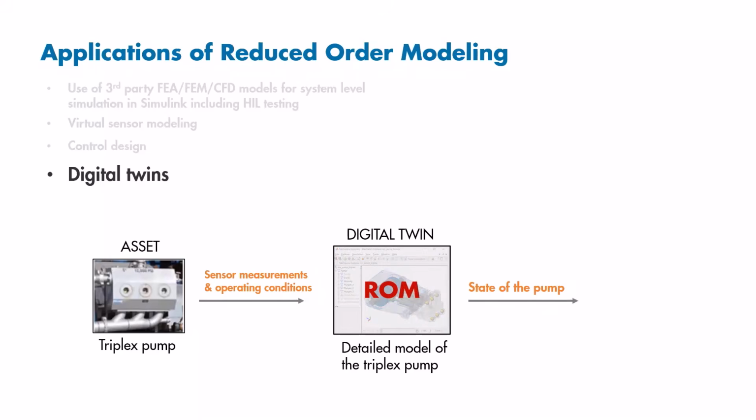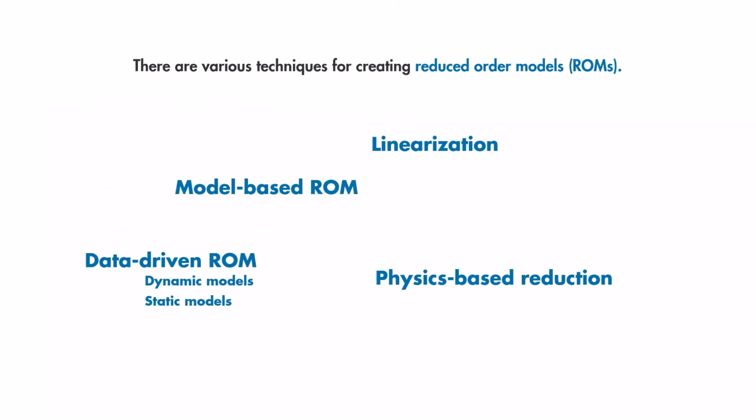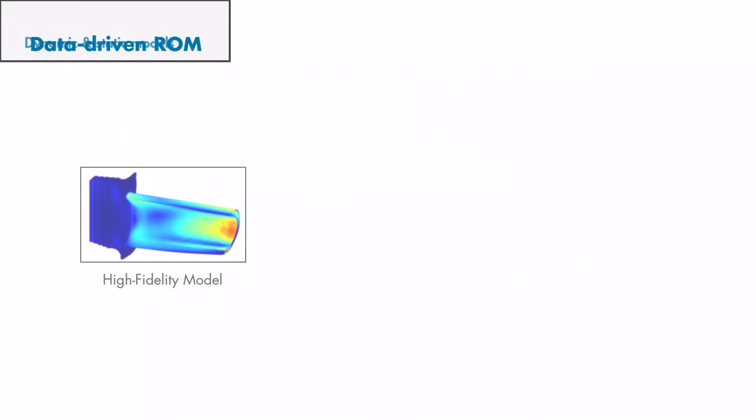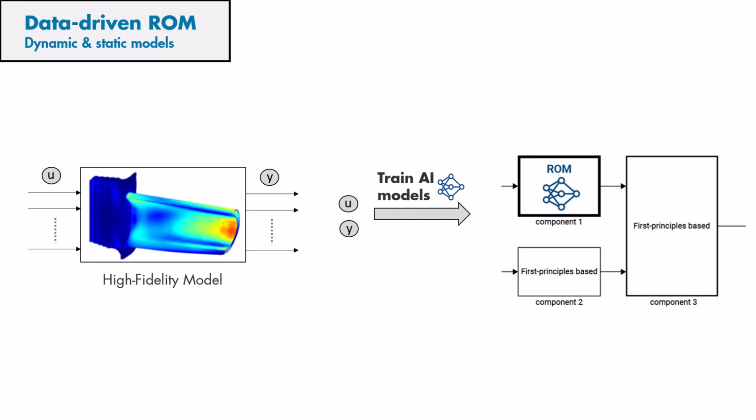Now that we've seen different applications of ROM, next we'll discuss different methods for creating reduced order models. We're going to highlight some of these methods along with the relevant tools that you can use to create ROMs. One of these methods is data-driven modeling. To develop a data-driven ROM, you collect input-output data from a high-fidelity first principles model, and then leverage that data to train models using machine learning, deep learning, and system identification techniques.